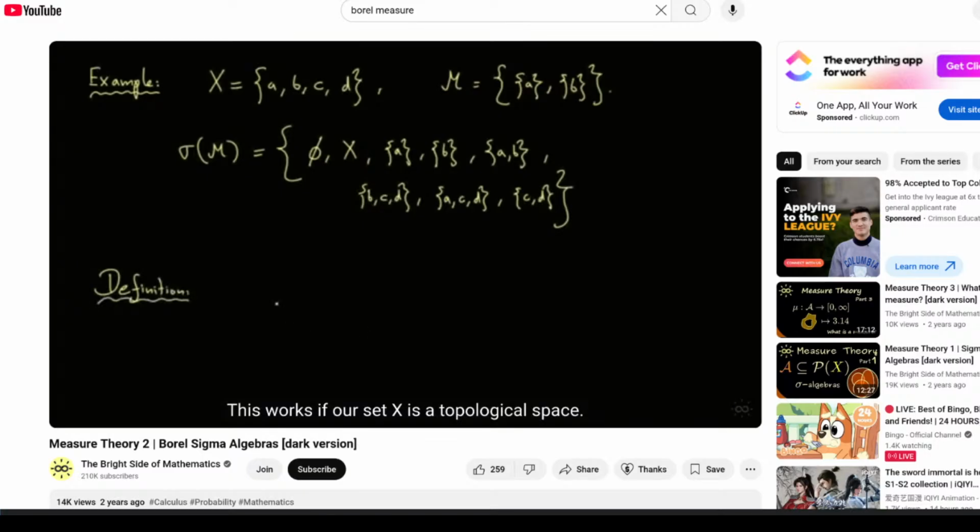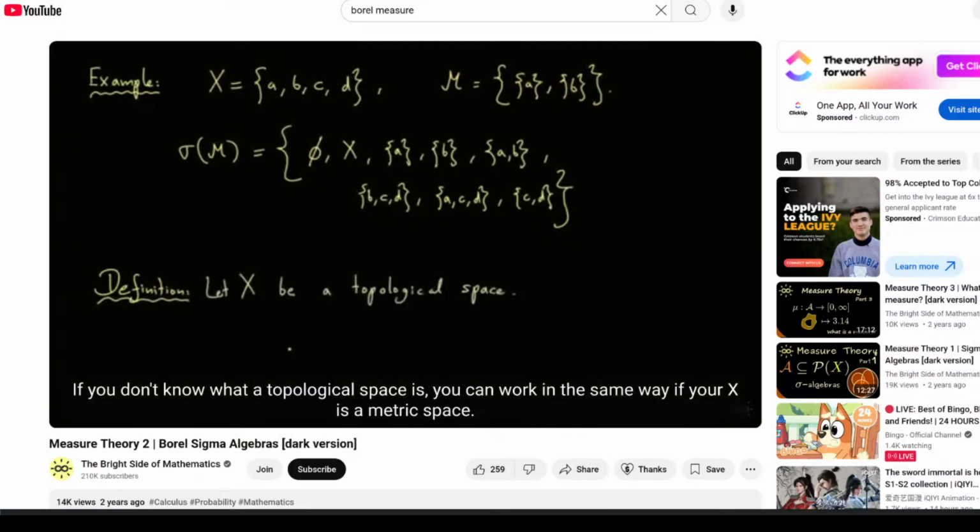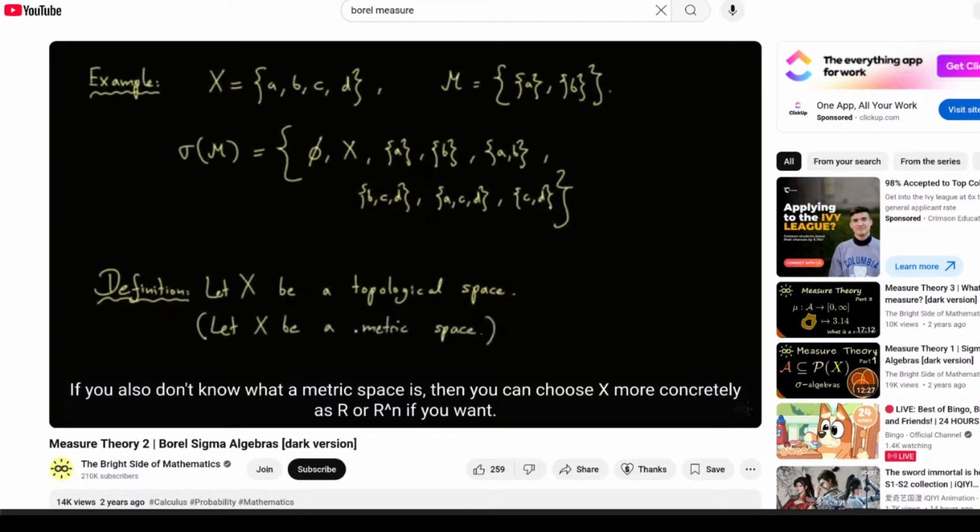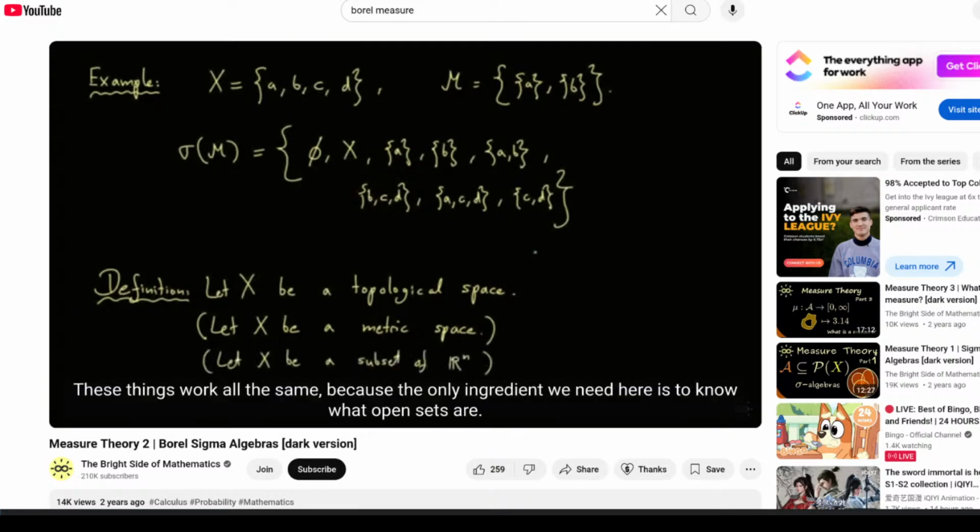This works if our set X is a topological space. If you don't know what a topological space is, you can work in the same way if your X is a metric space. If you also don't know what a metric space is, then you can choose X more concretely as R or Rn if you want. These things work all the same because the only ingredient we need here is to know what open sets are.